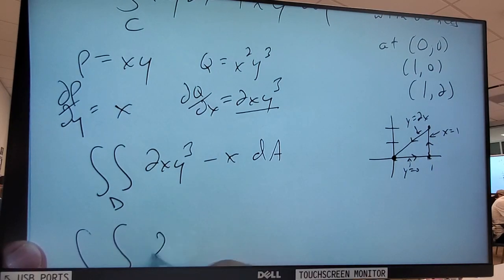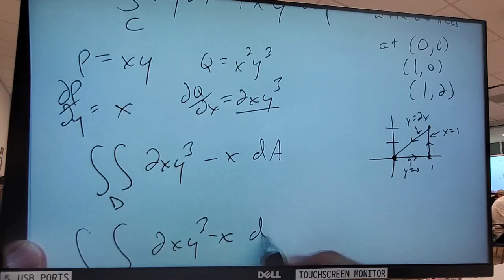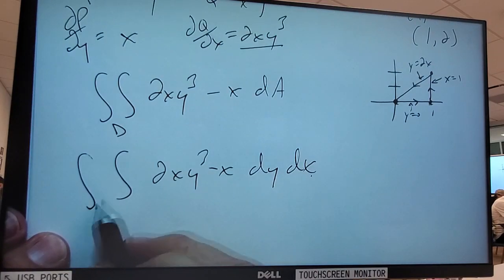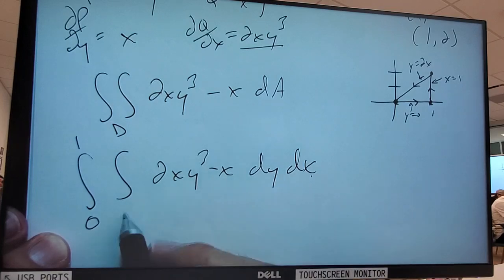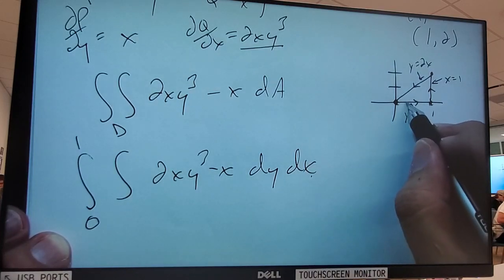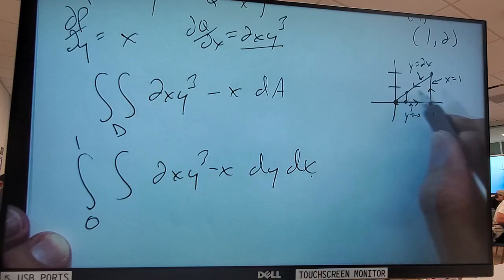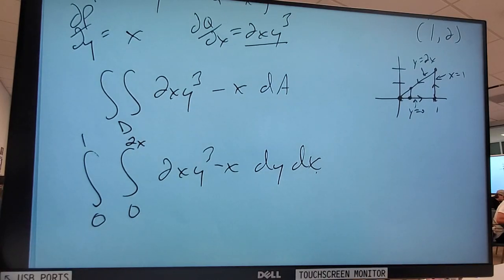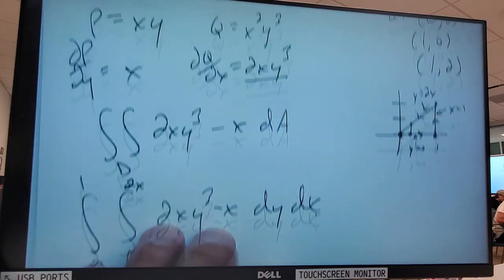And let's see what else happens because of that choice. So what's dx? What's the limits on the outer integral? And then what's the limits on the inner one? So for any given x, you start here and you go there. I like it. So 0 to 2x.